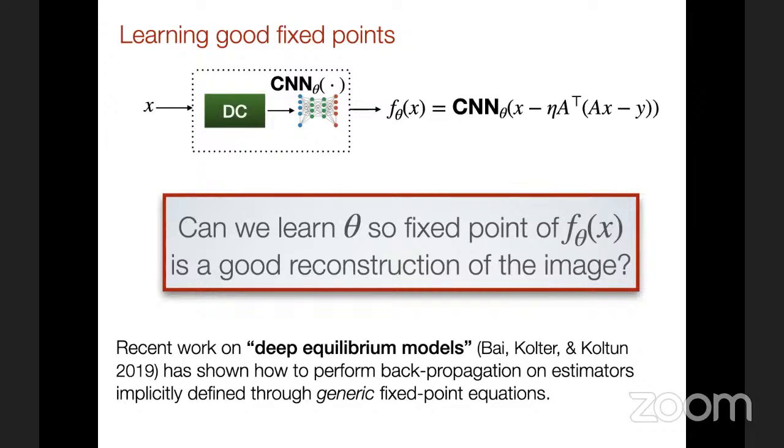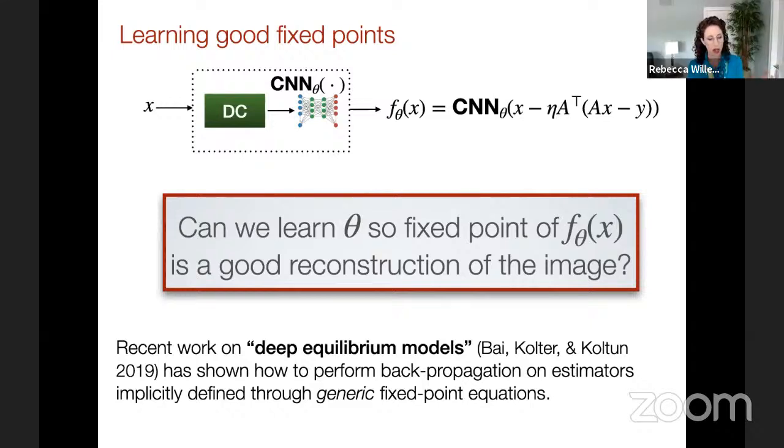So your loss function is essentially just x star is f theta of x star. So you're enforcing your fixed point condition at the ground truth images, right? And sort of you're minimizing the fidelity. Is that the loss function?